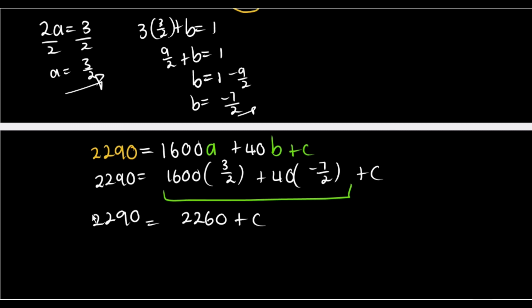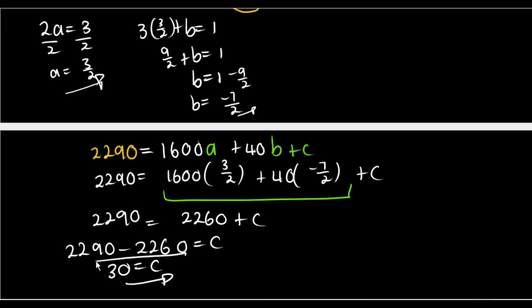And so we can take this over. So we have 2290 minus 2260 is equal to c. So 2200 can cancel, and then we just have 90 minus 60, which is 30. So 30 is equal to c. And that's how we find our value of c.